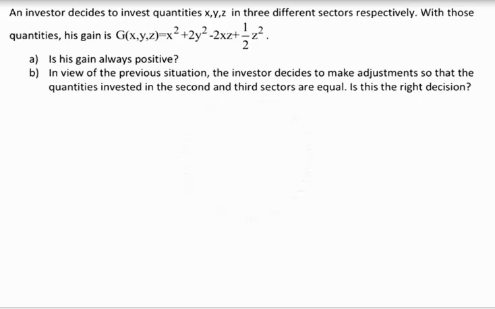B. In view of the previous situation, the investor decides to make adjustments so that the quantities invested in the second and third sectors are equal. Is this the right decision?